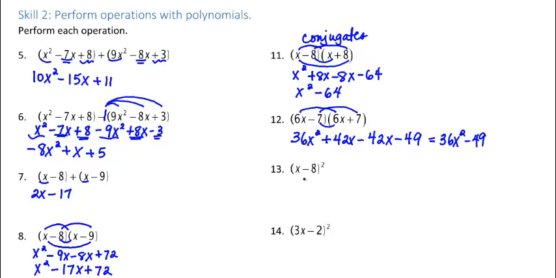Number 13 and 14 are squaring a binomial. We have x minus 8 quantity squared, so that's going to be x minus 8 times itself. So we'll get x squared. The outer is minus 8x. The inner is also minus 8x. And then negative 8 times negative 8 is plus 64. So that simplifies to be x squared minus 16x plus 64.